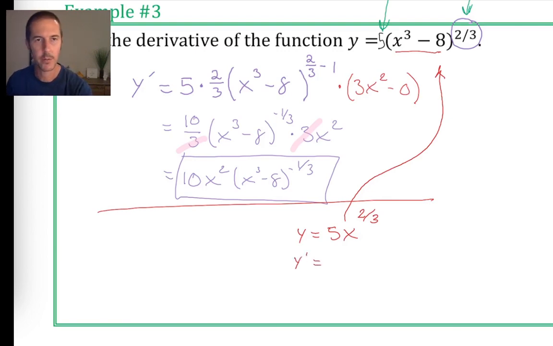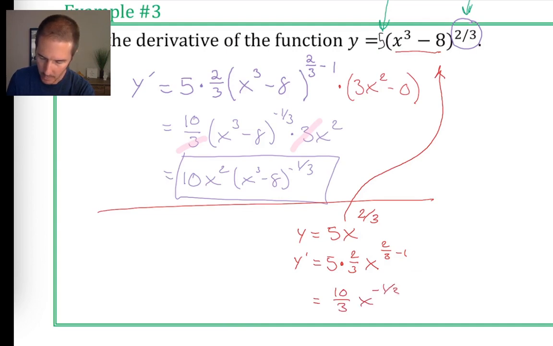How do I find the derivative of this? You know how to do this. You take the exponent and multiply it by the coefficient. So the 5 is there, and you multiply that by the 2/3, and you keep the variable, and then you decrease the exponent by 1, which would give us 10/3 times x to the -1/3 power.